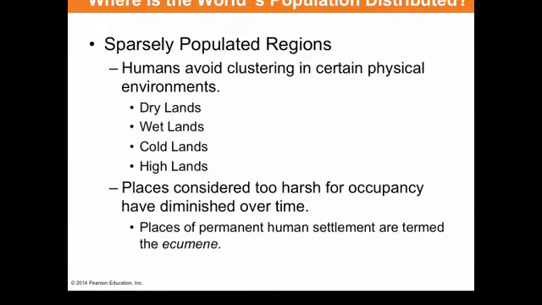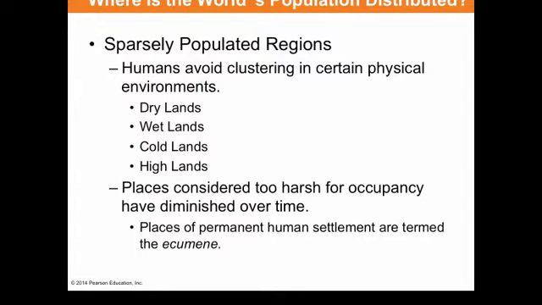Sparsely populated regions. Humans avoid clustering in certain physical environments. Bottom line, if it's too dry, too wet, too cold, or too high, that is not good or sustainable for human life. Too dry, obviously, water is the key necessity for life. Without water, you can't grow agriculture. Without agriculture, you can't sustain large populations.